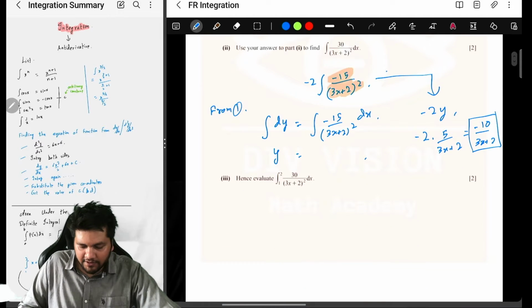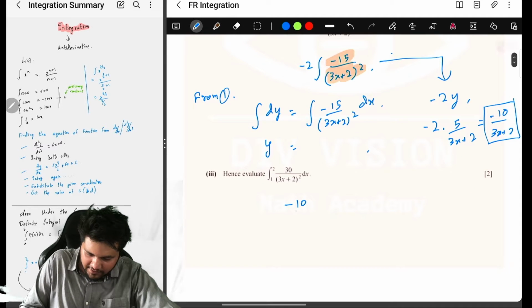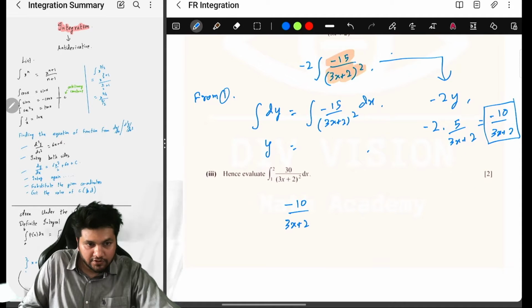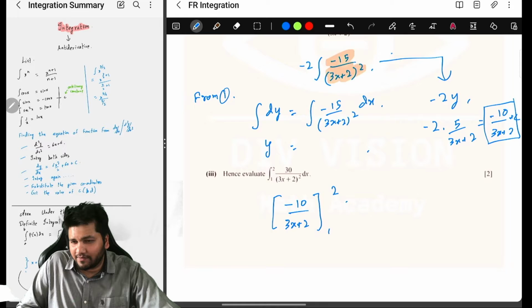Hence evaluate 30 upon (3x plus 2) whole square. So basically they are just asking you to evaluate this thing. So it's going to be -10 upon 3x plus 2. Of course, don't forget that c, so plus c, from 1 to 2. We'll just substitute the value and we'll get the answer.